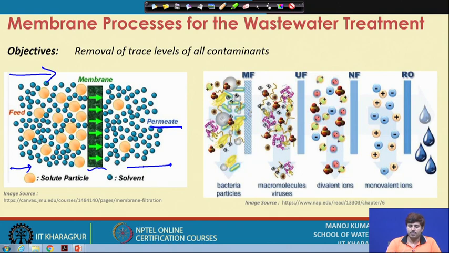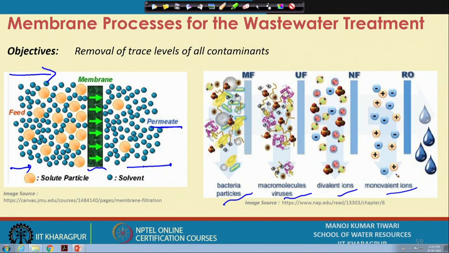Microfiltration can retain mostly bacteria and particles, ultrafiltration can retain macromolecules and viruses, nanofiltration can retain divalent ions, and RO can retain even monovalent ions. It is not that RO retains only monovalent ions; RO can retain all of these because its pore size is smaller. Nanofiltration can retain divalent ions, macromolecules, bacteria, particles, all. Ultrafiltration can remove bacteria, particles, macromolecules, but probably will not be able to remove divalent and monovalent ions. Similarly, nanofiltration will not be able to remove monovalent ions. So, that way we have the retention spectrum for these different processes.